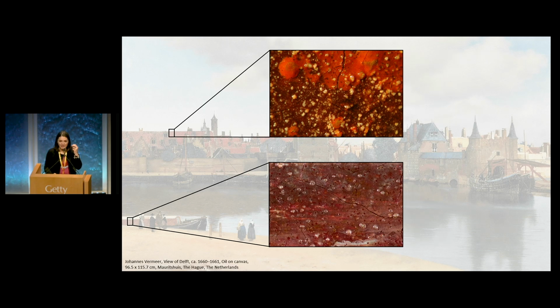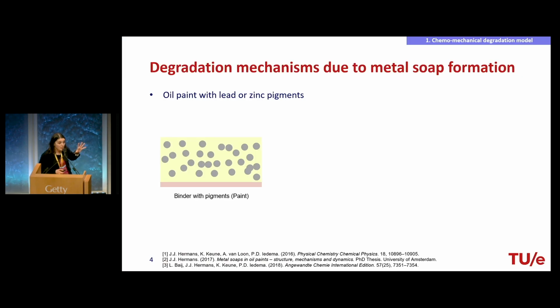Clearly you can see they disfigure the surface of the paint. You can imagine that they are visible with the naked eye, but at the same time, it is clear that they are also associated with some damage phenomena. So we want to understand the interaction between this chemical process, metal soap formation, and the mechanics. Let me review a bit the chemistry, the process that is behind this metal soap formation phenomenon.